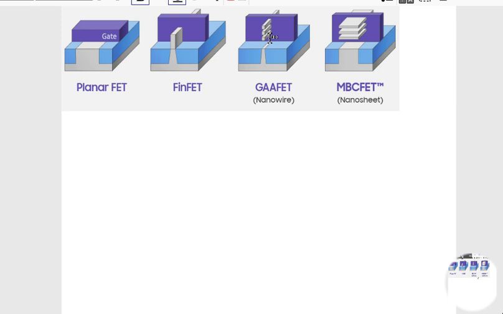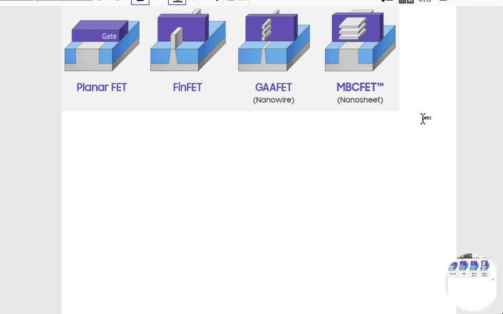With multiple gates. Similarly, same as this, but this is only a wire; here they have taken a sheet. Each sheet will act like one gate. So these all become three-dimensional devices now. This is called the nanosheet, this is the nanowire, this is the FinFET, and this is your normal planar FET. So these are the new devices which have come, which are used in the manufacturing process for chip design.